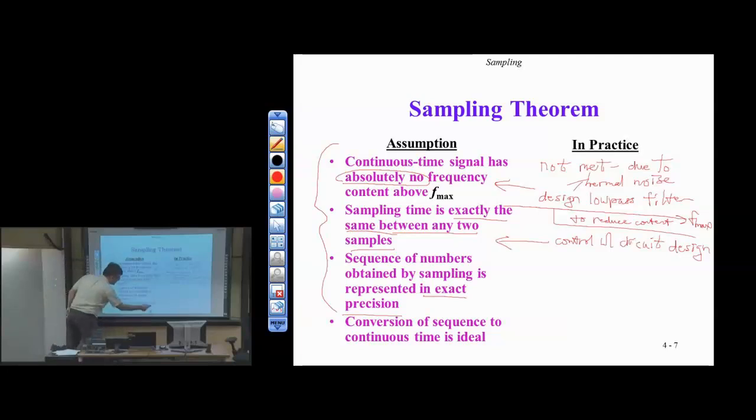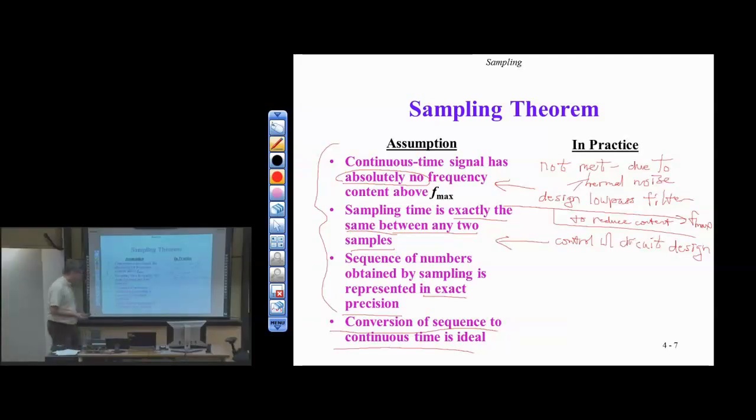The last piece is that the conversion of the sequence to continuous time is ideal. The sampling theorem says it's possible, if you sample at more than 2 f max, to reconstruct the original signal. It doesn't tell you how to do it. It just says it's possible. There's some ideal conversion, which is through an ideal low-pass filter. We can't build that, so now we're going to have to figure out how to approximate this ideal low-pass filter.